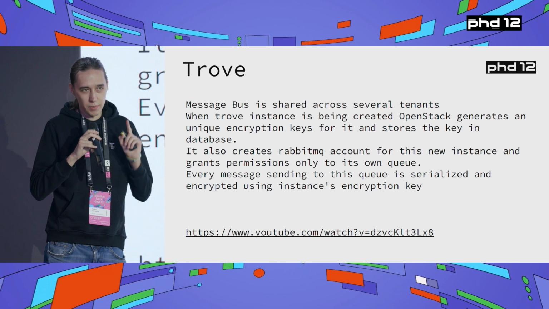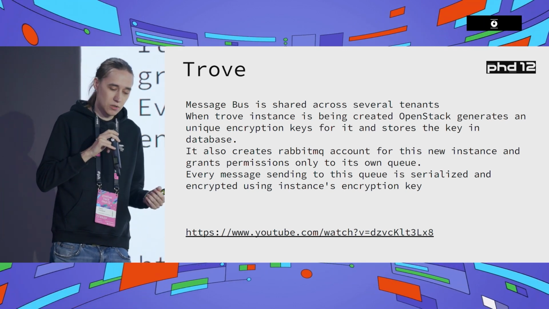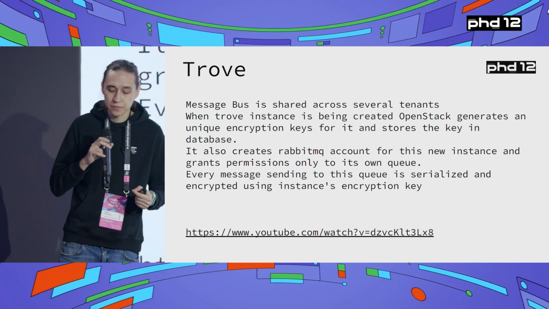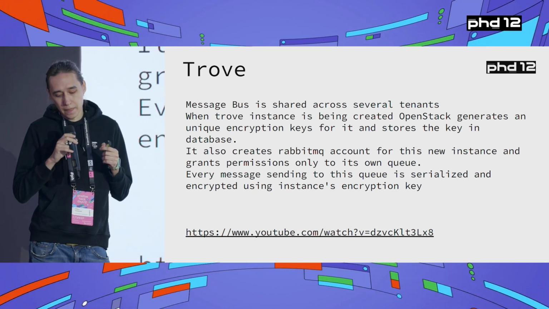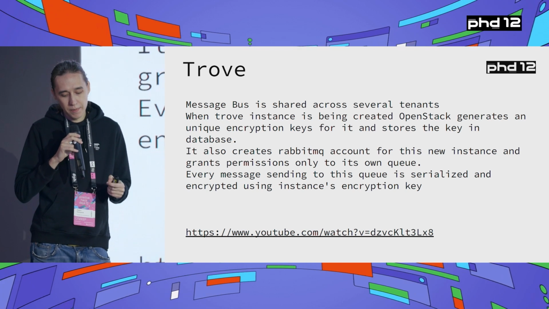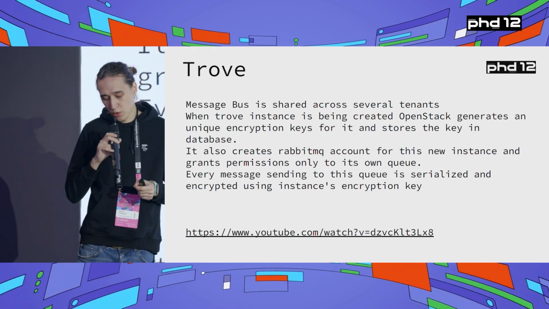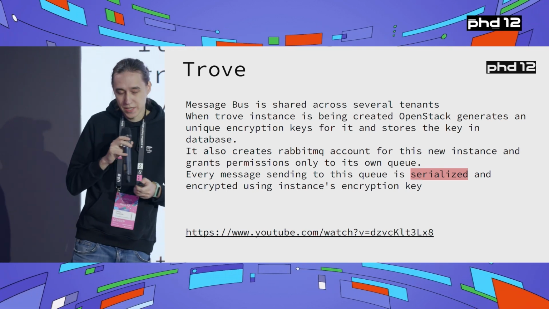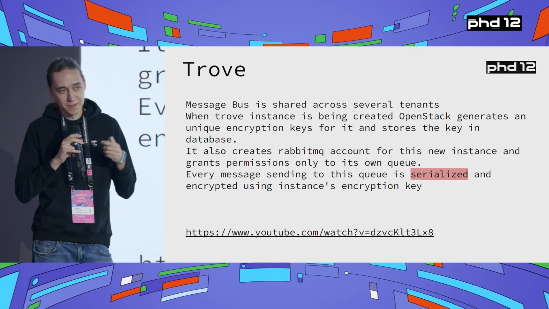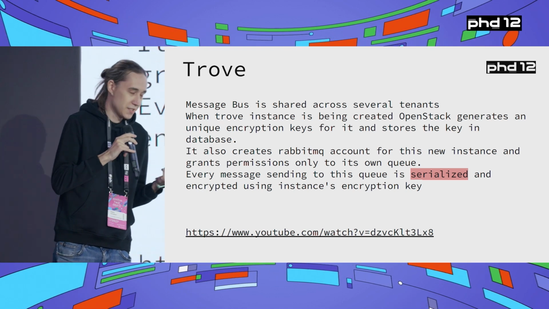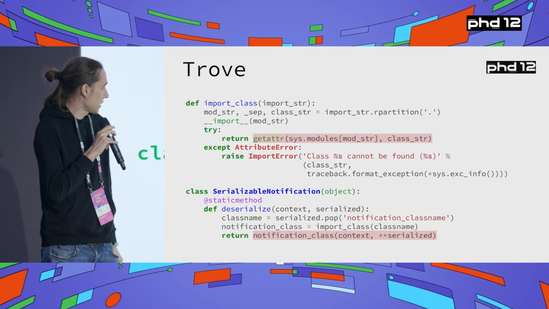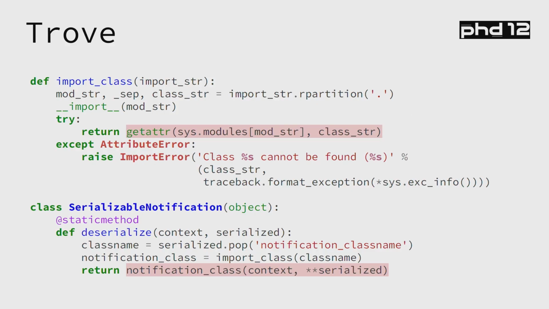And another layer of protection is that they create a key to encrypt all the messages that will be going there. We see they have symmetric encryption. But do note one very important thing in this slide, which is that all the messages sent to the bus are serialized. Serialization is so much fun.